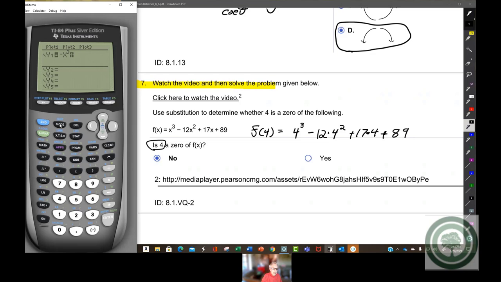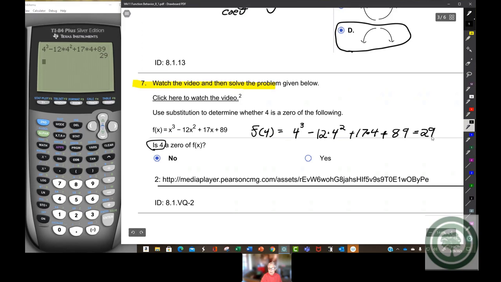Okay, so for that, I go to the plain screen and I just put this in: 4 caret 3 and then right arrow to come down, minus 12 times 4 squared, plus 17 times 4, plus 89 equals 29. 29 is not zero. A zero makes a function equal zero. So that's why the answer is no.